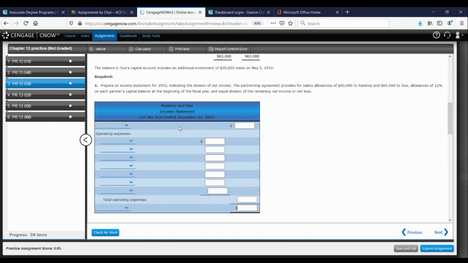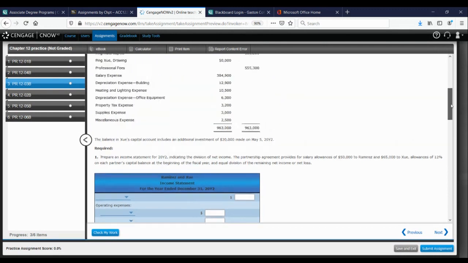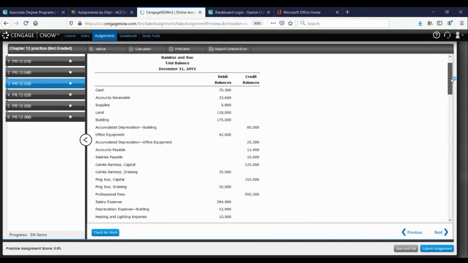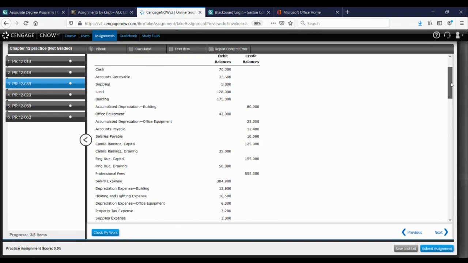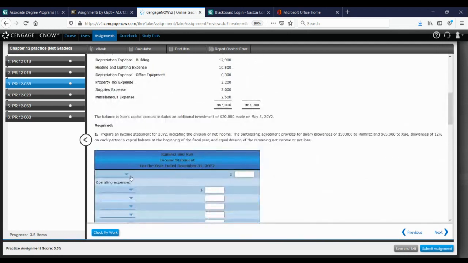So we're going to begin with the income statement. And this is a simplified form of an income statement. We're going to always start with our revenue accounts first. So since these are attorneys that we are working for, the amount of the revenue is going to be determined in what we call the professional fees account. And you can see at the end of this year, the amount of the professional fees was $555,300. So we're going to choose professional fees as our revenue account.